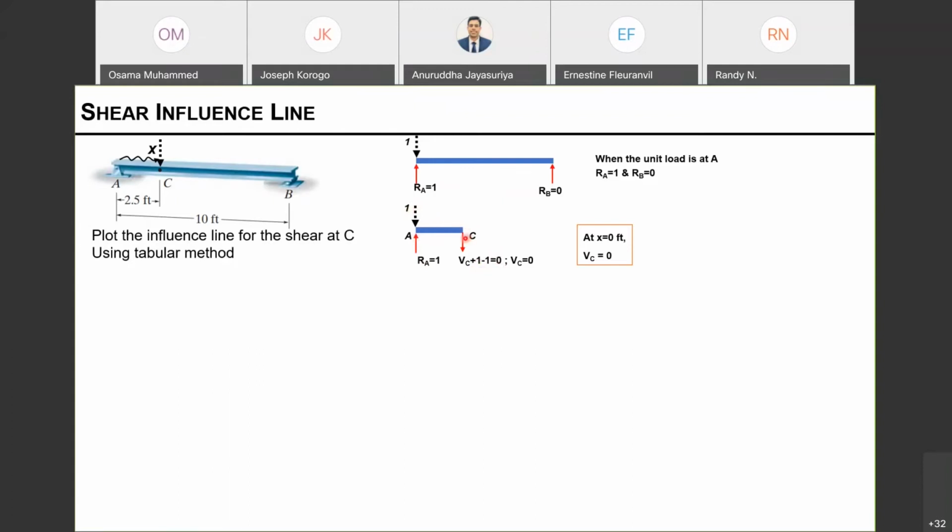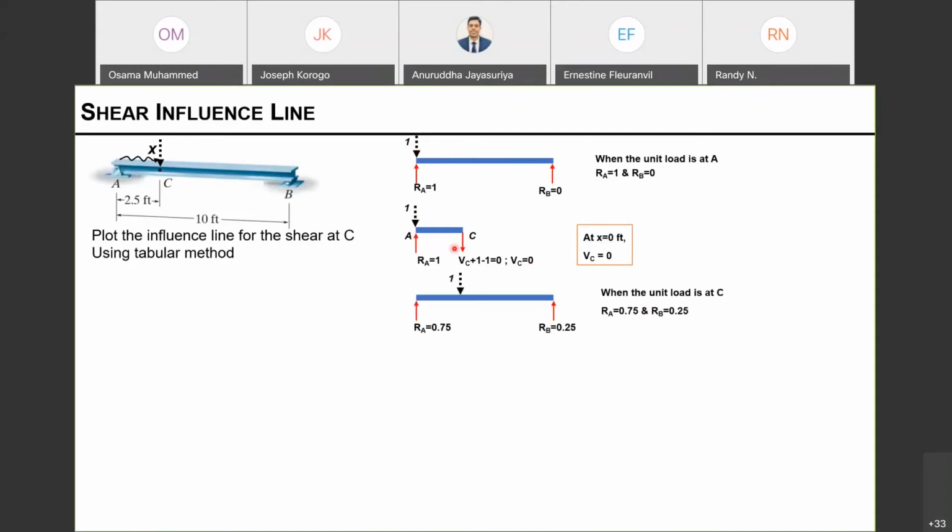So the net shear at this cross section is going to be 0. That is one thing we need to know. If I place my load here, the shear at C is 0. In other words, when x equals 0, my shear at C is 0. That's one data point, okay? Now I'm going to move my force along the beam, right?